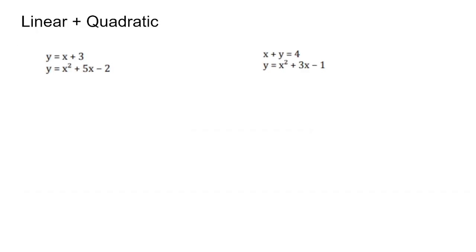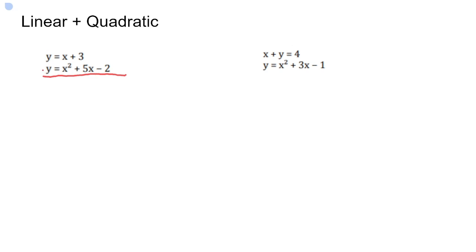Now, linear and quadratic. In this case, you have one linear equation and one quadratic equation. And because there's a quadratic equation, you'll have two answers for each variable, and you'll have to answer them in pairs. So you can use elimination or substitution. I'll start by showing you how to do elimination.